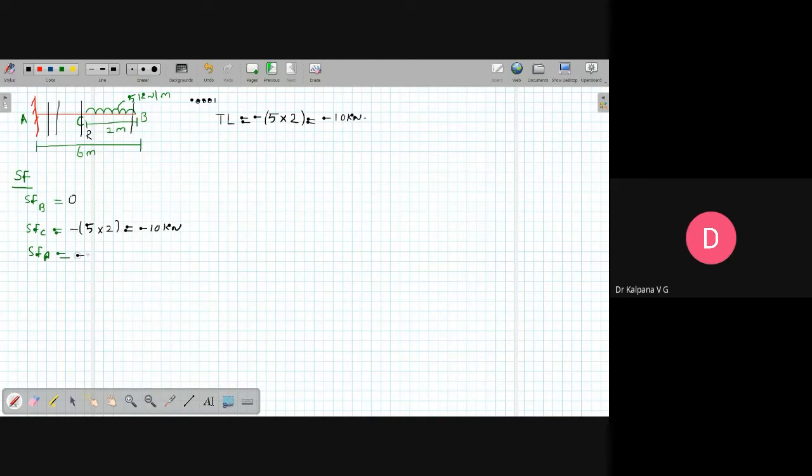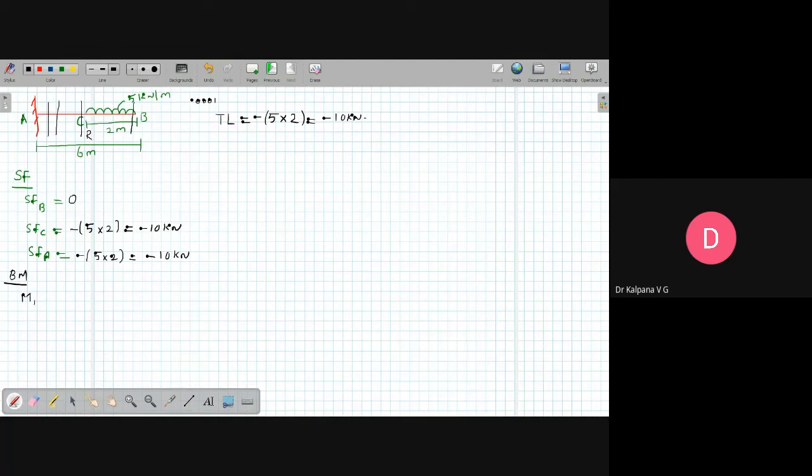Hence, shear force at A is, to the right of A, what are all the forces? Sum of all the forces. Here the load is UDL of 5 × 2 total load, which is 10 kilonewton. Yes? Is this clear, finding the shear force value? Yeah, clear, ma'am. Yes.